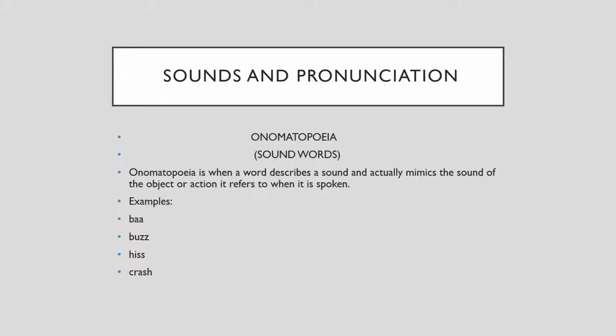Onomatopoeia is when a word describes a sound and actually mimics the sound of the object or action it refers to when it is spoken. Mimics means imitates. So onomatopoeic words are words that describe a sound and actually imitate the sound of the object or action they refer to when spoken.